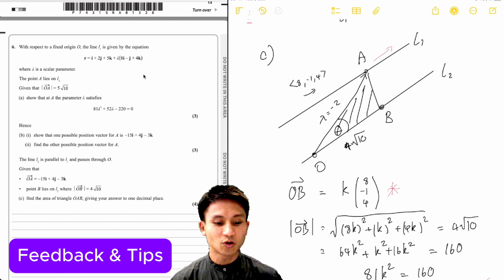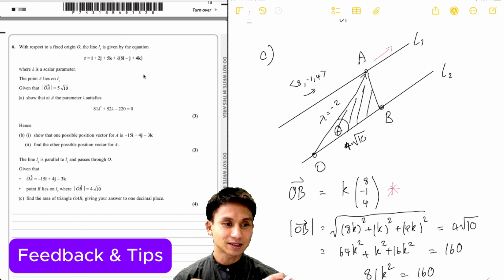That is why I put OB here as k multiplied by that directional vector, right? Because it's given that OB is 4√10, so k can be solved. And when k is solved, we can put it in vector OB and find the angle. So that's what I did. I found vector OB first, and then found the angle between OA and OB and solved the other parts. So that was probably critical to solving this question properly, right?